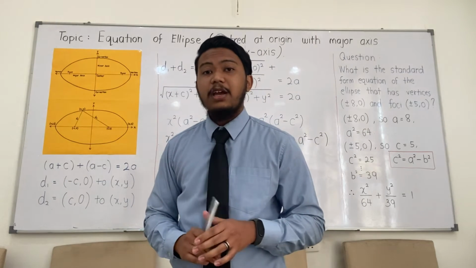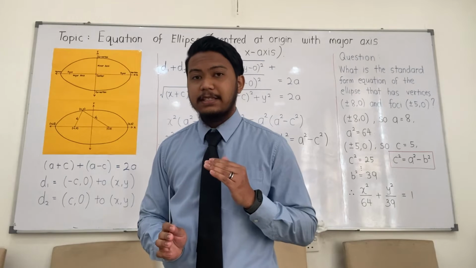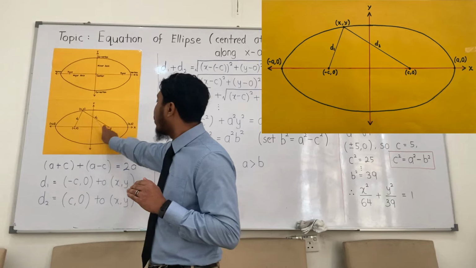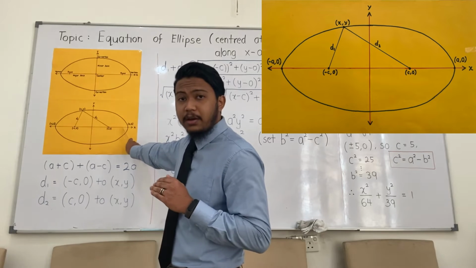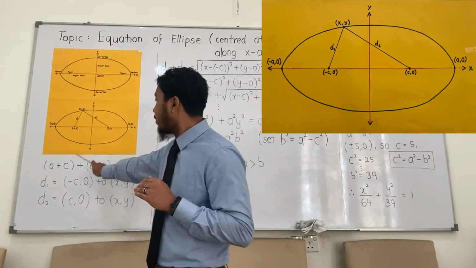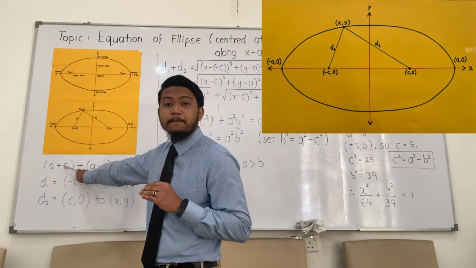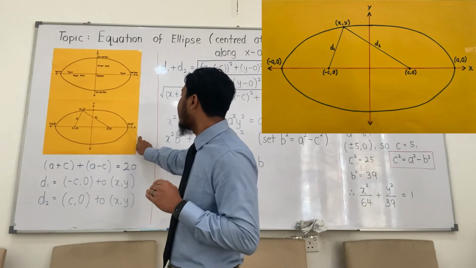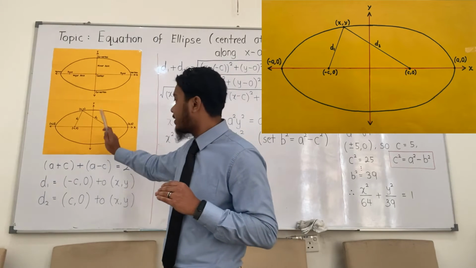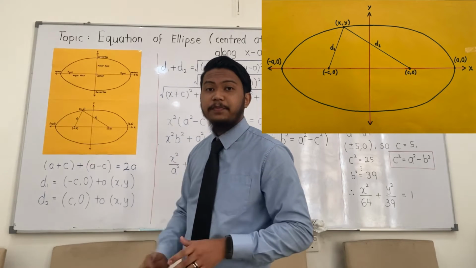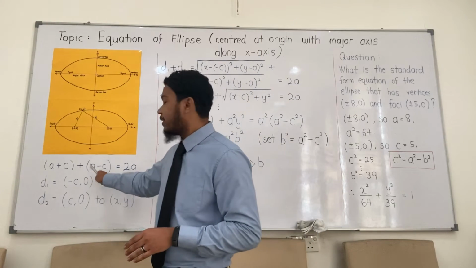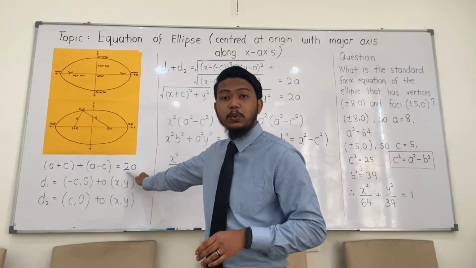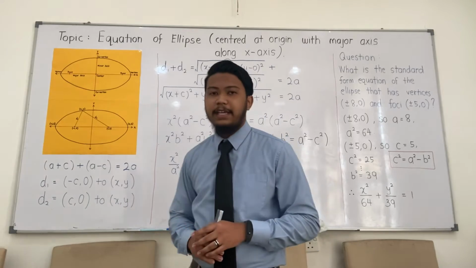Then we find the distance between coordinate (-c, 0) to (a, 0). We get the distance equal to a plus c. Then the distance from (c, 0) to (a, 0), we get the answer is a minus c. When we sum these two distances, we get the answer is 2a.